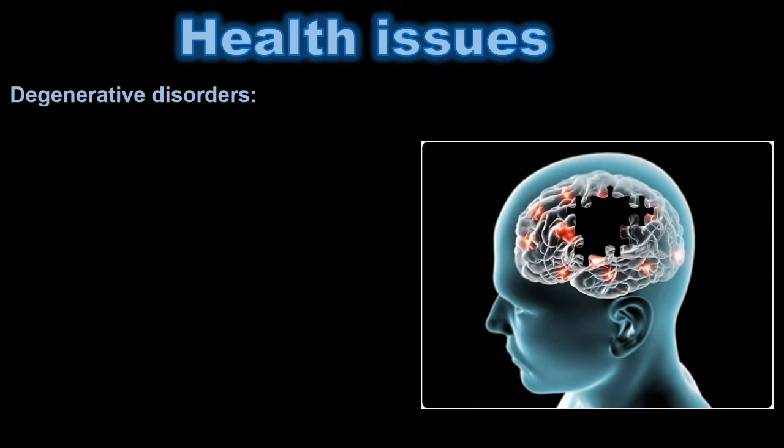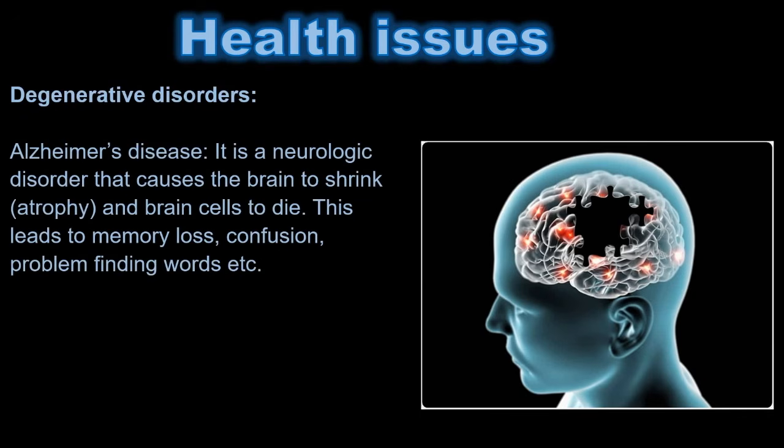Then also we have a degenerative disorder, something like Alzheimer's disease. This is a neurological disorder that causes the brain to shrink and the brain cells to die. This leads to memory loss, confusion, problems finding words, etc.